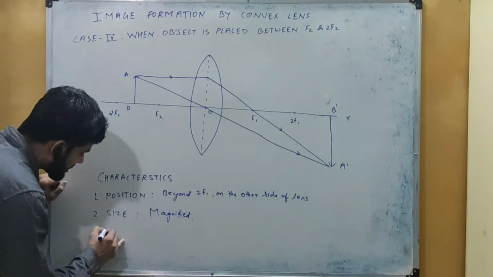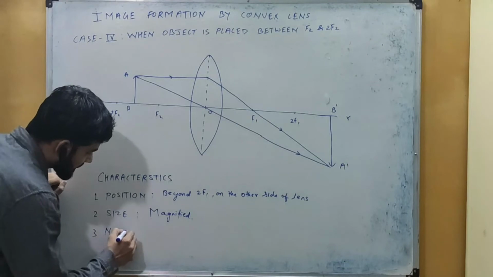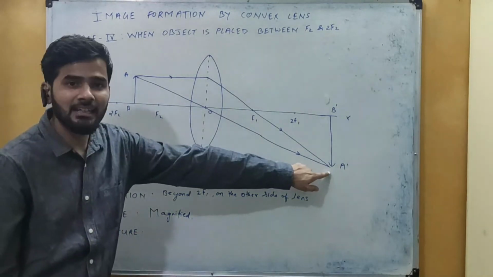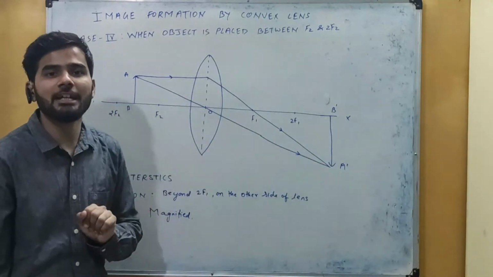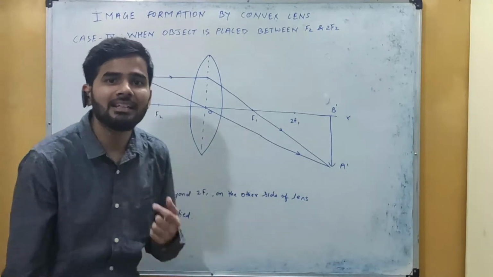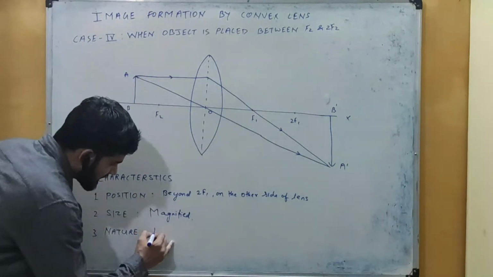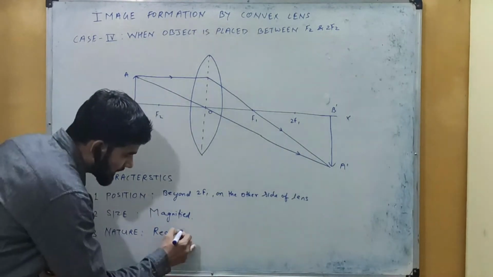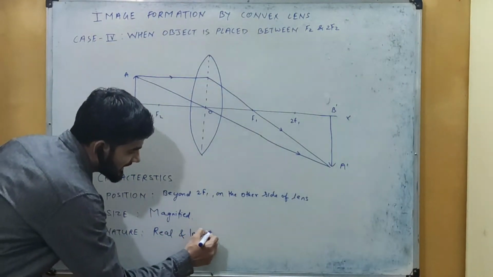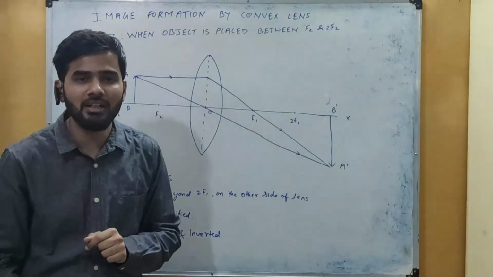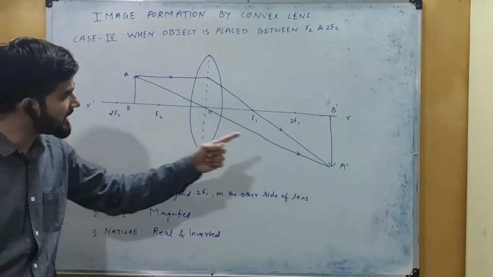Third one is the nature. What is the nature of the image formed? Here you can see the light rays, they are actually meeting at a point after refraction. तो यहाँ पर जो image है वो किस तरह की image होगी? That image will be real. So this is a real image and a real image is always inverted. So its nature will be real and inverted. So it is the case when the object is placed between f2 and 2f2 where the image will be formed beyond 2f1.